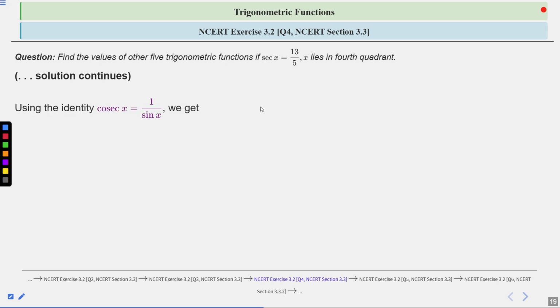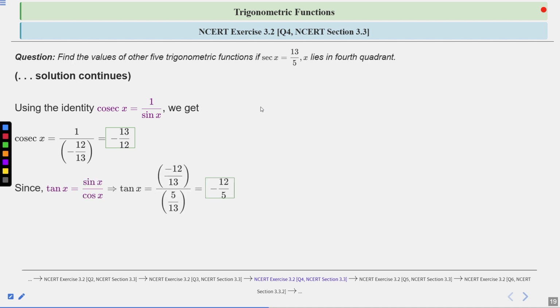Now, using the identity cosec x equal to 1 upon sin x, we get cosec x will be equal to 1 upon minus 12 upon 13, which is equal to minus 13 upon 12.